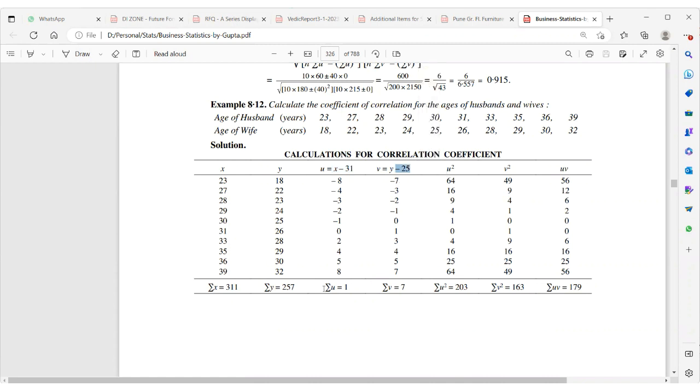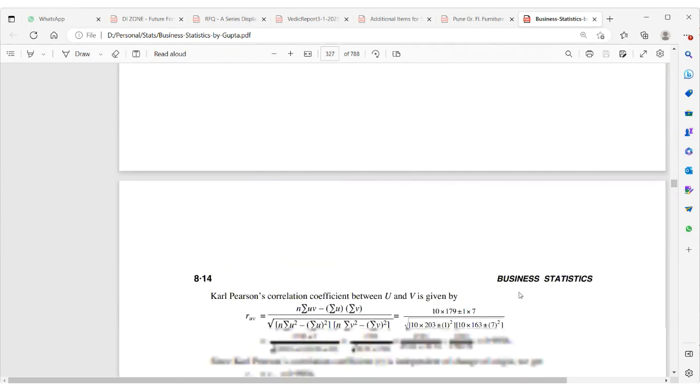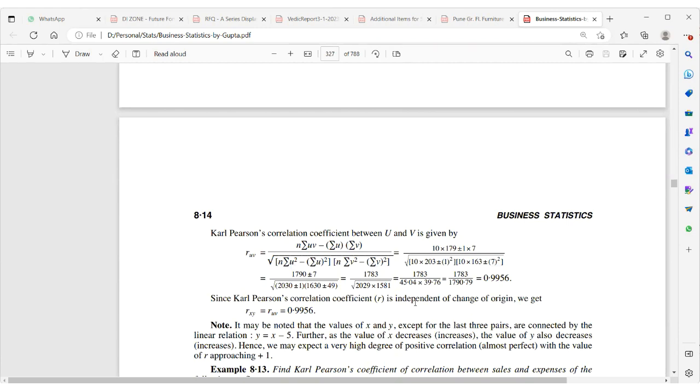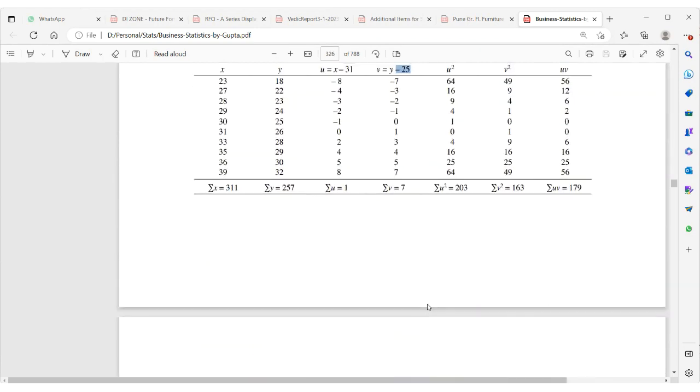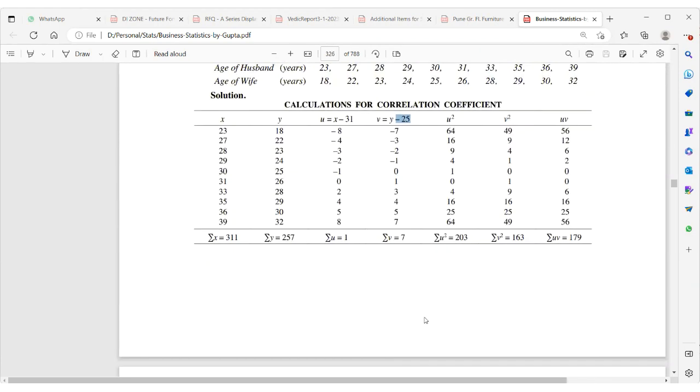Again, similarly, we find the summation of u, summation of v, u square, v square, and uv. Put in this formula. Do one thing, do this question because this is the most important question. Do this, right? I'll give you 5 minutes.